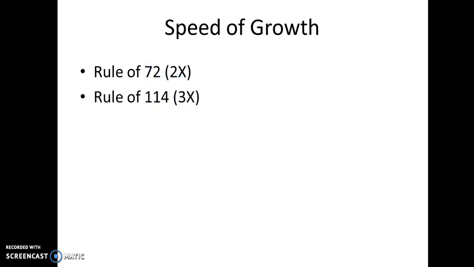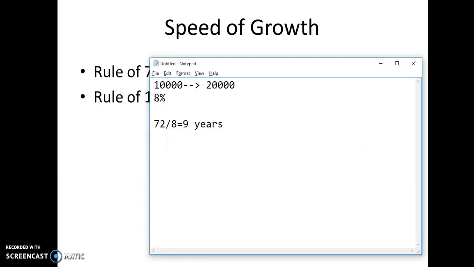The next rule is the rule of 114. If you want to calculate the number of years it takes to triple your investment, divide 114 by the rate of interest. You will get around the number of years required to triple your investment. So here it would be around 13 point something years.